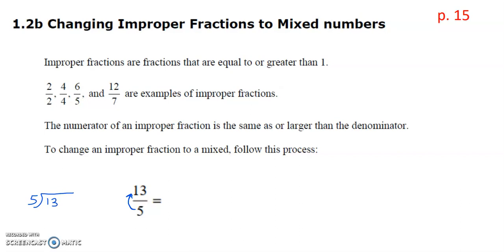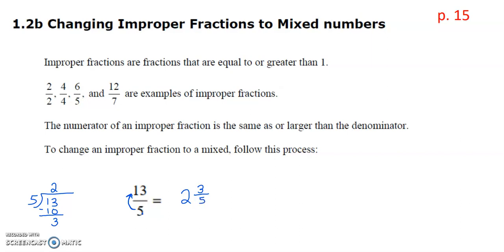How many times does 5 go into 13? Well, it goes 2 times. So it goes 2 whole times, so that becomes my whole number. And then my remainder becomes the numerator of my fraction. So 5 goes into 13 2 times. 2 times 5 is 10. So I'm going to subtract, and I'm left with 3. So my leftover becomes my numerator, and my denominator is the same as what I started with. My denominator is the 5.